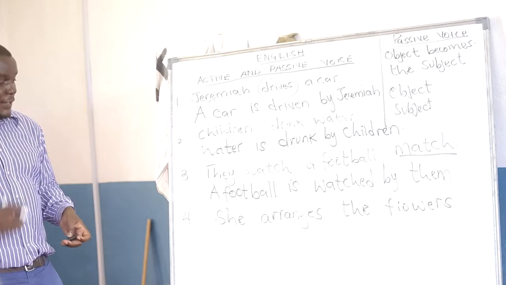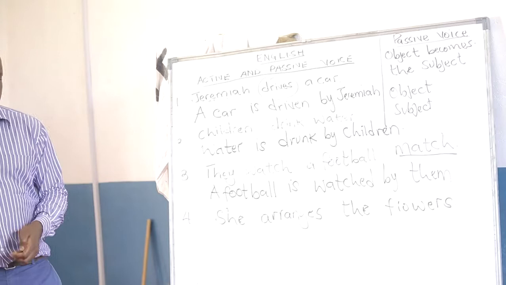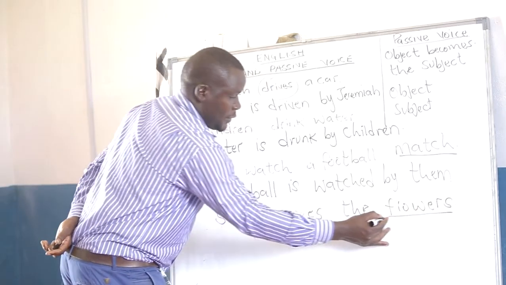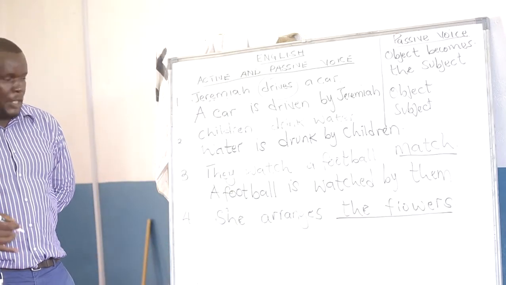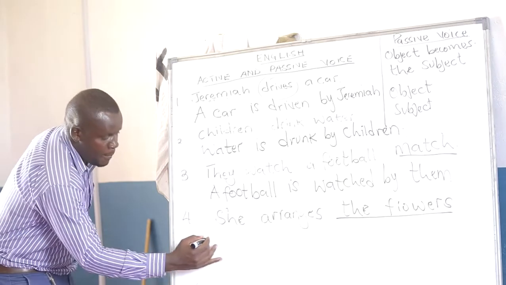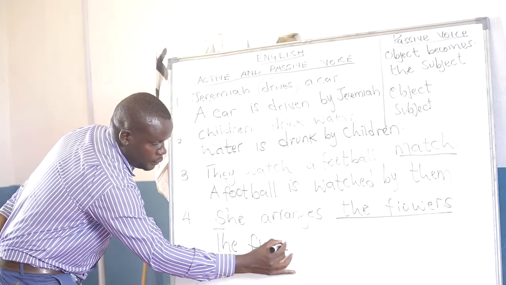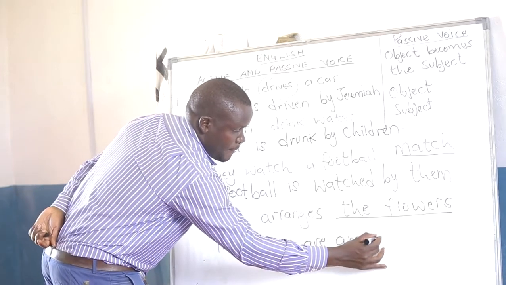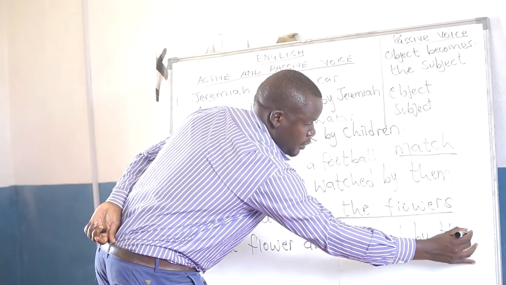Then our last sentence is, she arranges the flowers. She arranges the flowers. Our object here is the flowers. And therefore we have to begin with that when we are changing it into passive. Therefore, we shall say, the flowers are arranged by them.